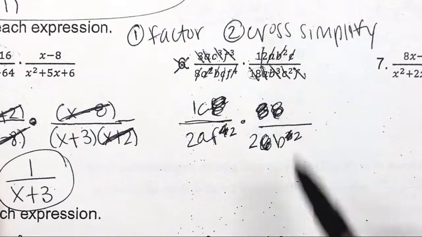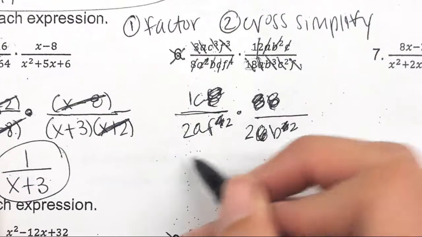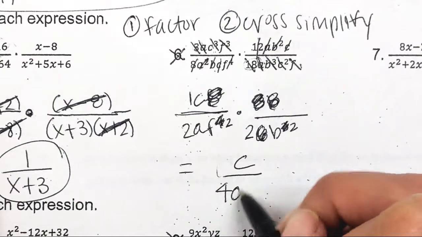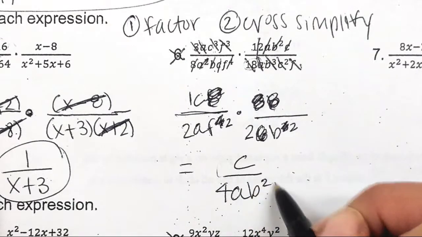Now when we multiply straight across, we just have one c on top, that's just c, over 2 times 2 is 4ab squared f squared.